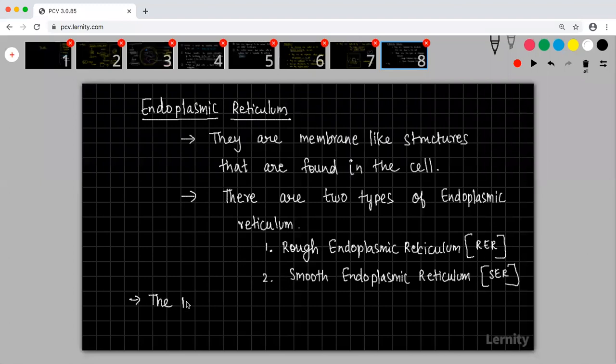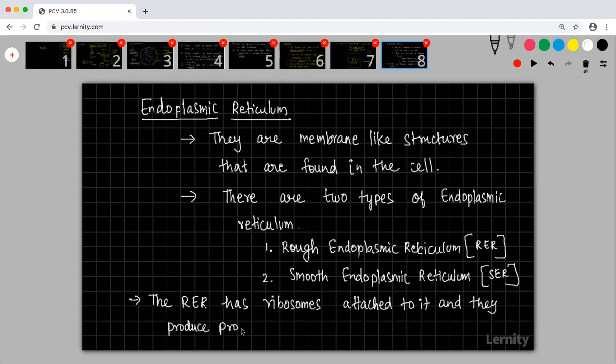The RER has ribosomes attached to it. And they produce proteins.